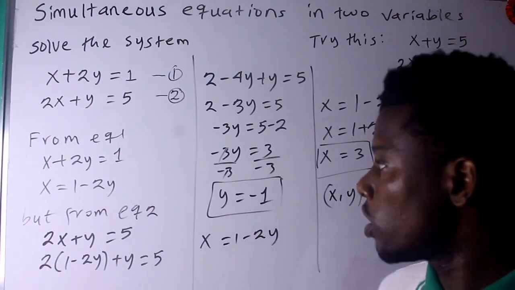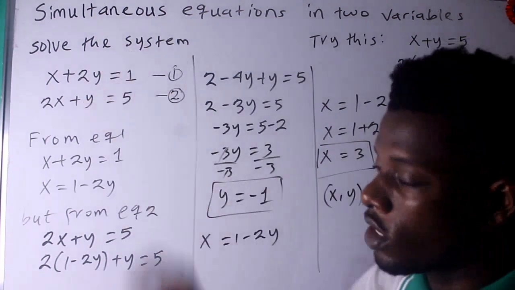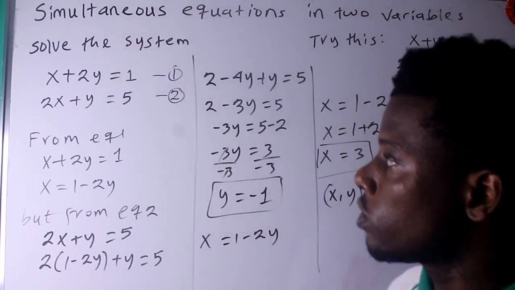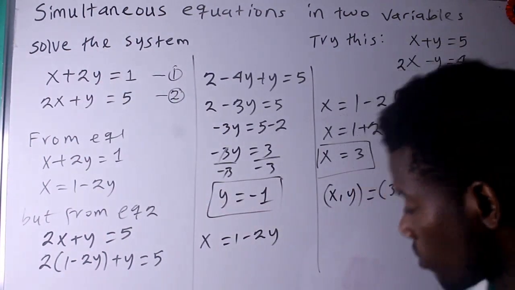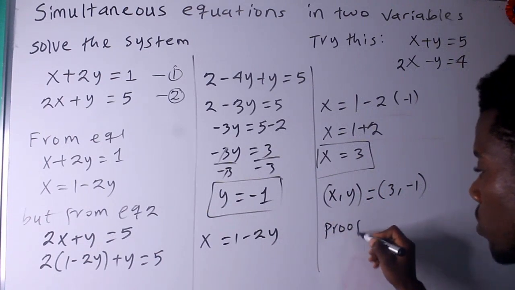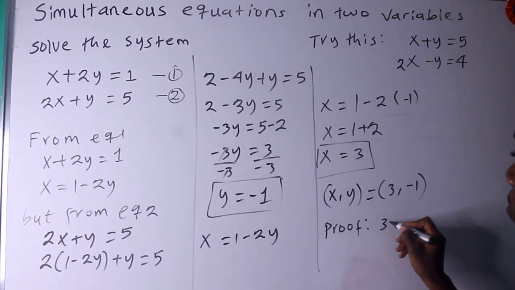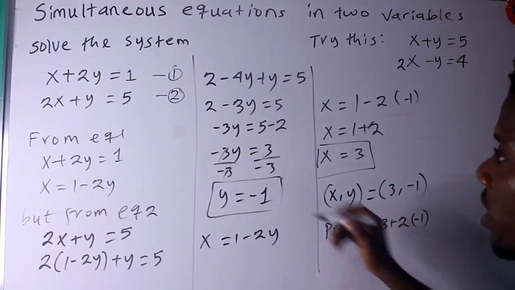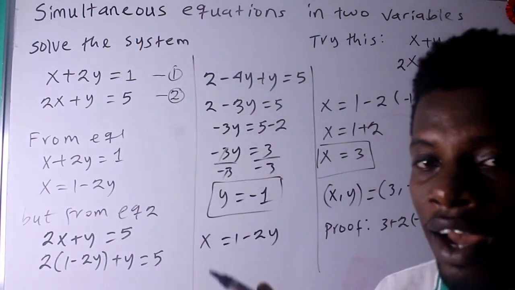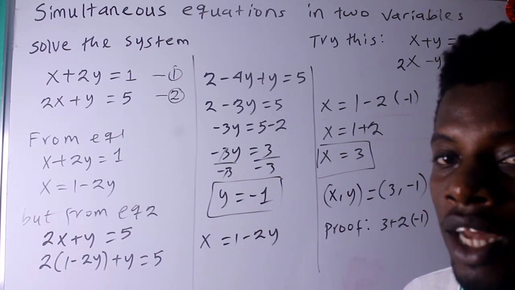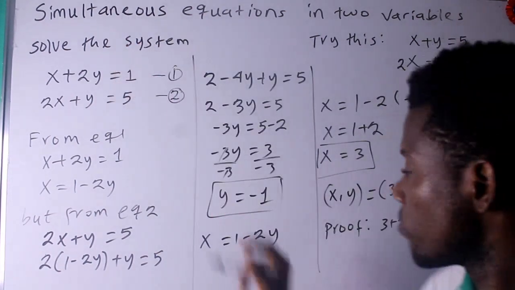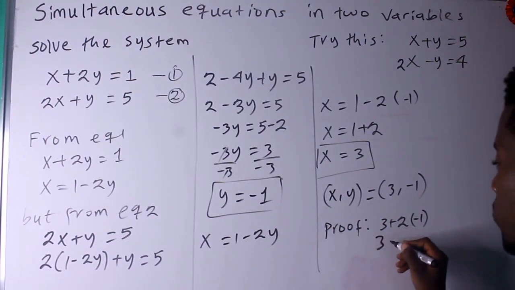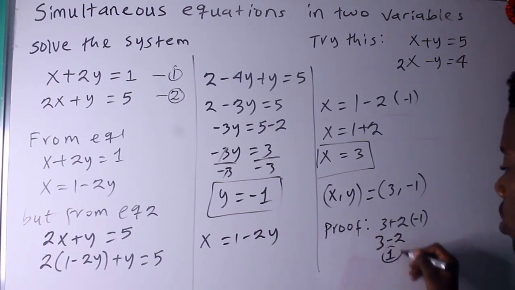So we are going to prove this result. We are going to prove that this solution holds for these two equations. So substitute x equal to 3 and y equal to negative 1 in the first equation. If x is 3, then you have 3 plus 2 multiplied by y, which is negative 1. If I simplify this, I should get 1. And if I have 1 after simplifying, that means that this is the solution to this first equation. So I'll have 3, and then 2 times negative 1 is going to give me negative 2. And 3 minus 2 is 1.